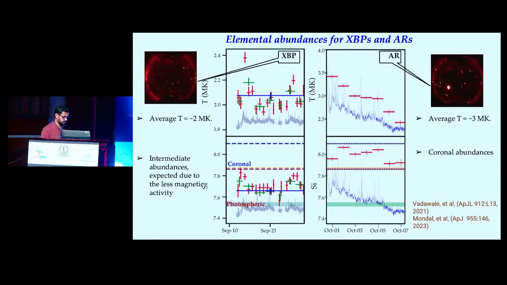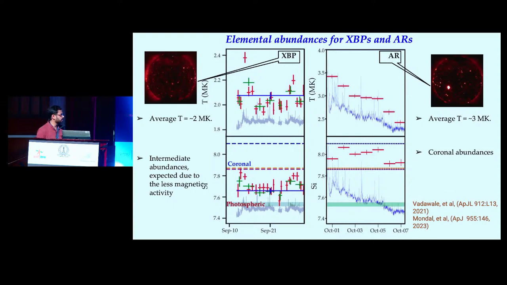So here are some representative results from our study. The left side corresponds to the complete quiet Sun, when no active regions were present, whereas the right-hand side is when active regions were present. In the quiet period, we found that the abundances are intermediate between photospheric and coronal values.